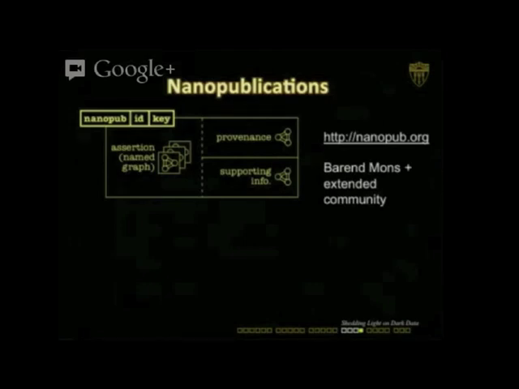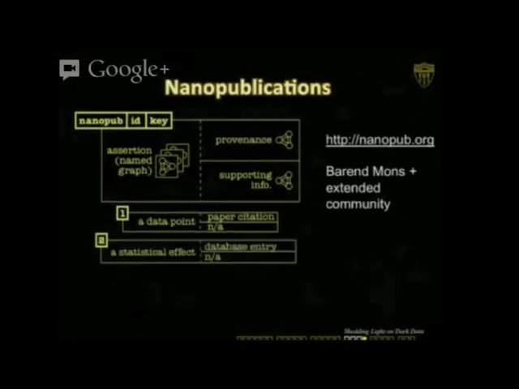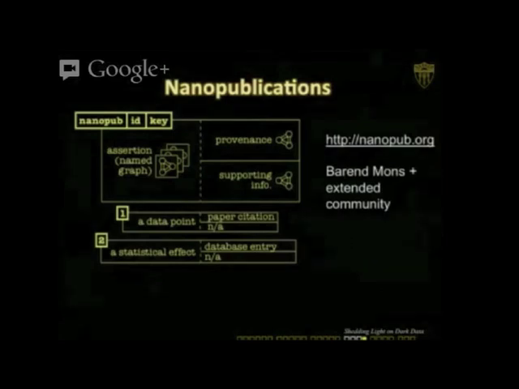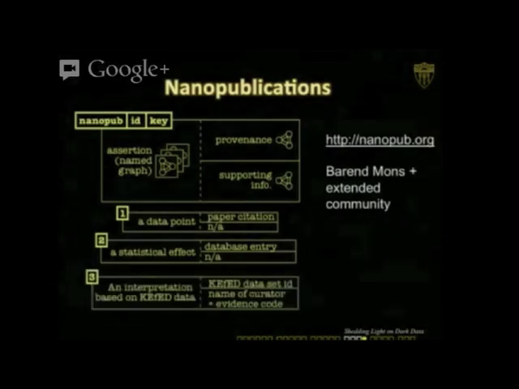Some examples of this: you could have a data point linked to a paper citation, you could have a representation of a statistical effect, or you could have an interpretation based upon K-fed data. These are all obviously conceptual ideas. We haven't got worked examples of nanopublications to show you yet, but watch this space. This is something that we want to work on.